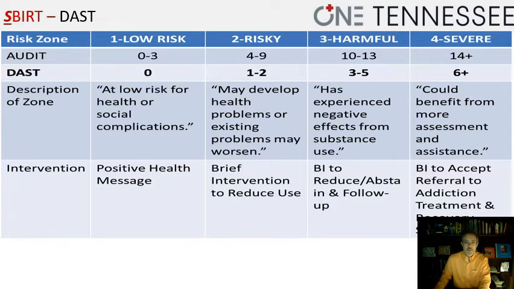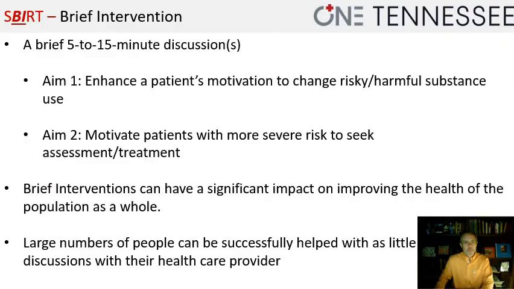After the screening, some patients may need a brief intervention, and that's a 5 to 15 minute discussion with two primary aims. Aim one is to ideally enhance a patient's motivation to change their risky or harmful substance use and de-escalate. So reduce drinking, reduce substance use. Aim two, for those that are experiencing negative consequences and can't de-escalate their use, to motivate those patients to seek further assessment and treatment. Brief interventions can have a significant impact on improving the health of not only the person, but the population as a whole.